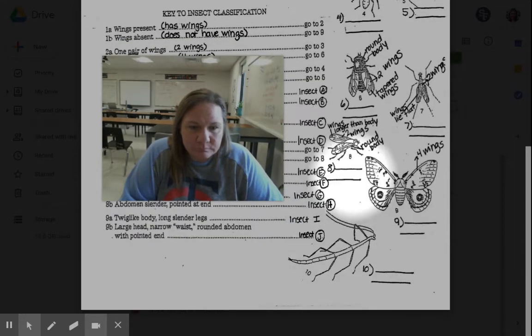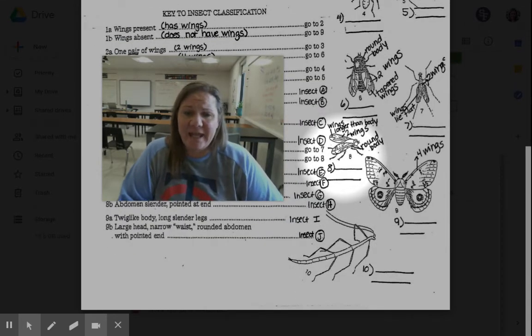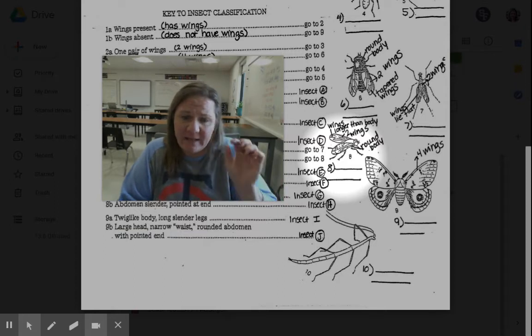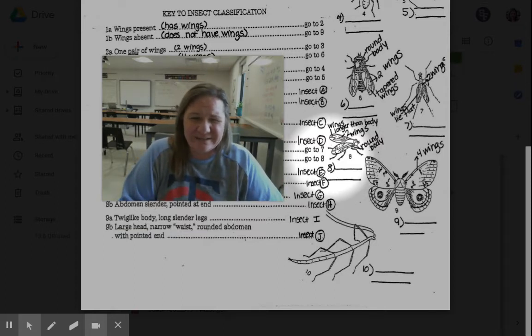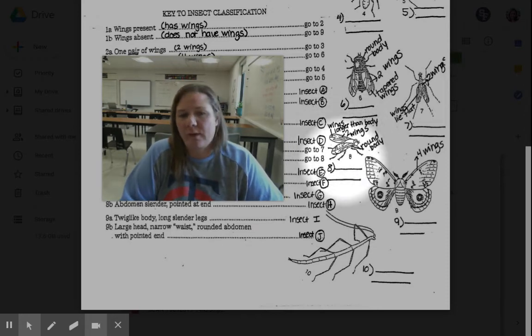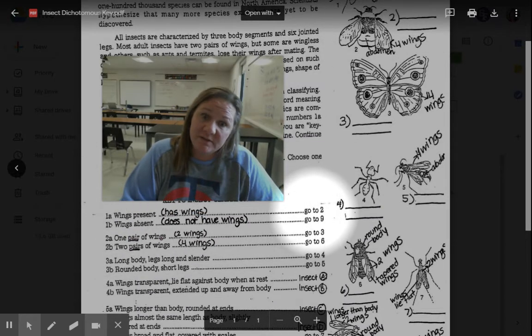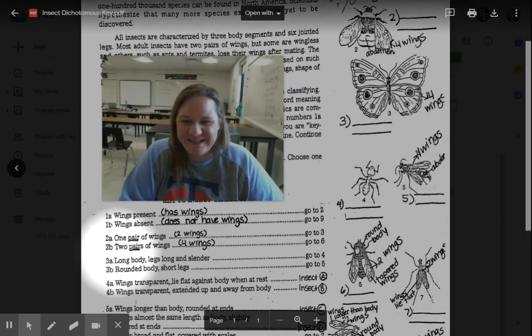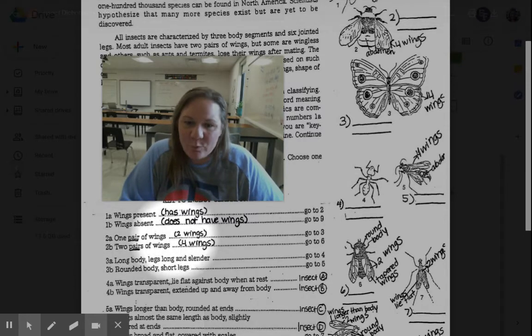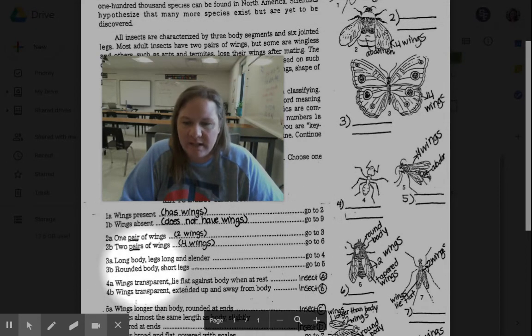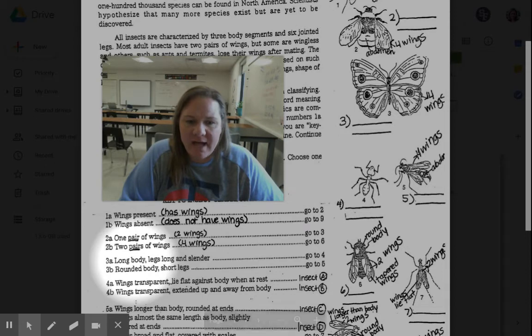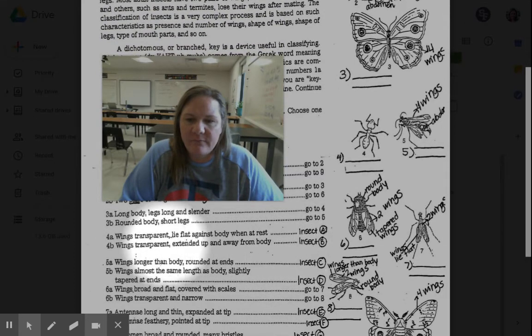Number 8. This is actually a fruit fly. These are the tiny little flies that get in if you have old bananas and stuff like that. You can get these little fruit flies. They have 2 wings. The wings are longer than their body, and they have a round body. All right. So number 1, wings are present. We go to 2. Are you tired of hearing that yet on all these? Number 2, it has 1 pair of wings. So we go to 3. It has a long body and legs long and slender. So we go to 4.